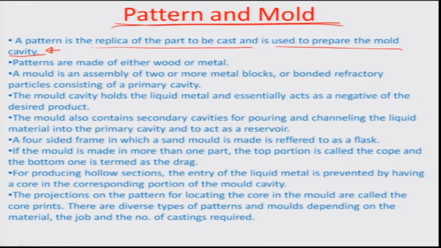So, patterns can either be made of wood or metal. A mold is an assembly of 2 or more metal blocks. Obviously, the mold contains the material which is used for making the mold cavity, and this material is normally a bonded refractory which consists of the primary cavity where the metal should be filled, and the mold assembly typically is made into 2 or more parts, because you want to be able to pattern the mold and extract the pattern out.